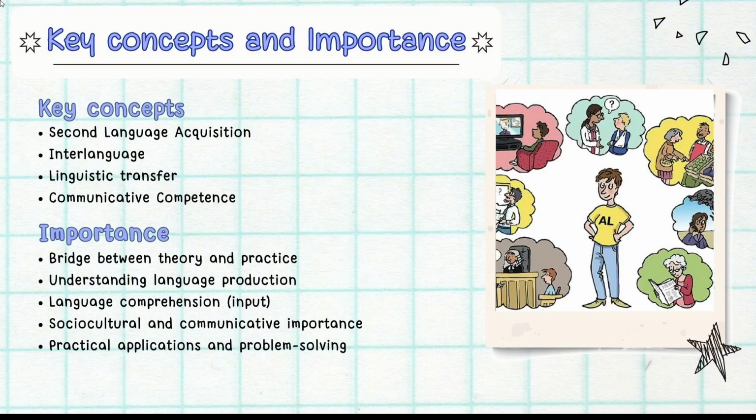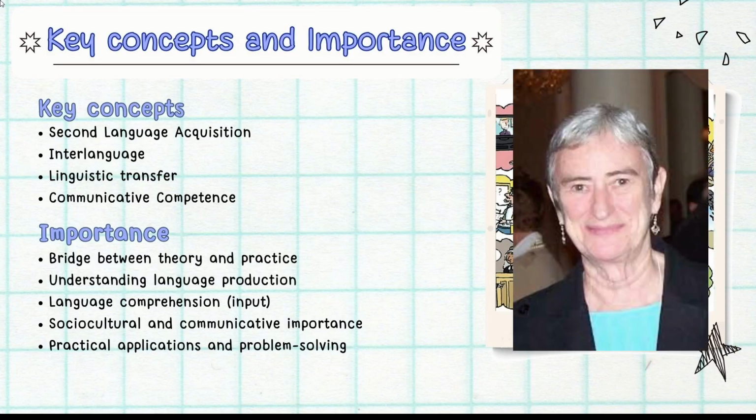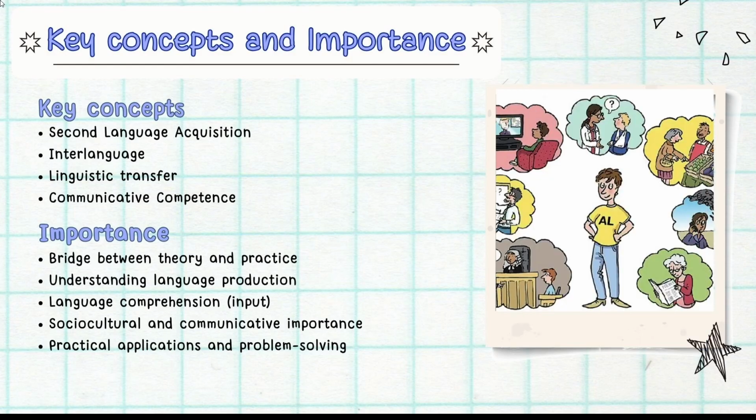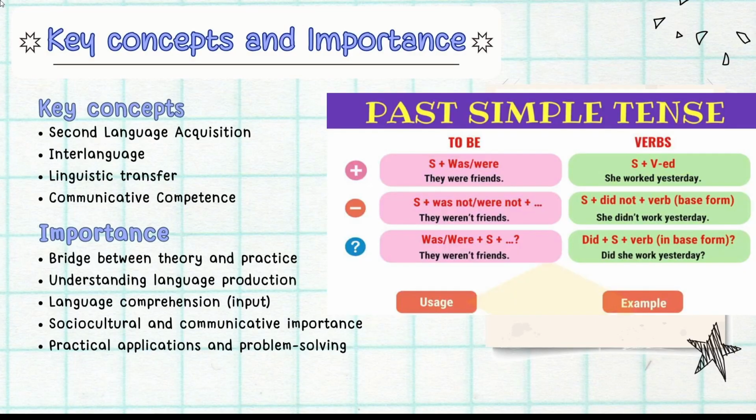And finally, the output hypothesis from Swain. This theory says that speaking and writing help us learn, because they force us to think more deeply about the language. For example, a student says, "Yesterday I go to the market," but then realizes the mistake and says, "Yesterday I went to the market." That correction helps the student remember the past tense.